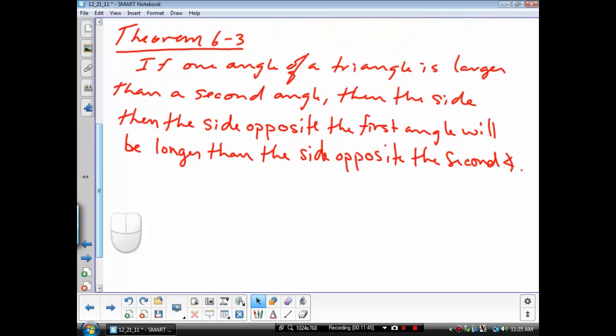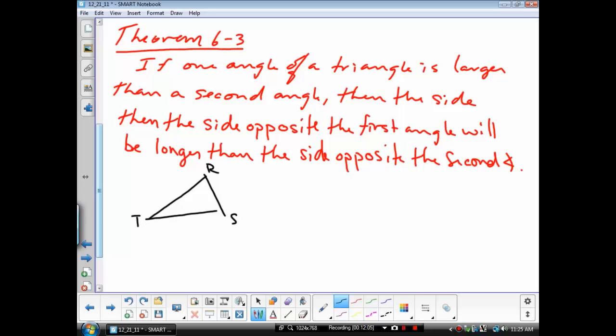So here we need to draw a diagram that has one angle obviously larger than a second angle. And we can go ahead and work with our same triangle RST here. What we're going to be given in this case is that angle S is larger than angle T.